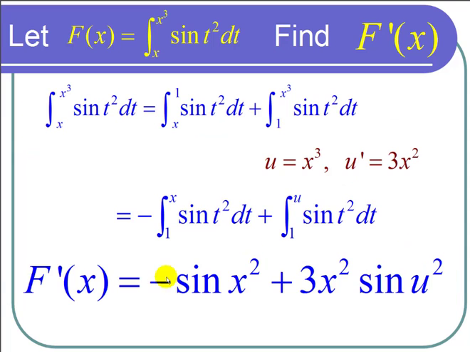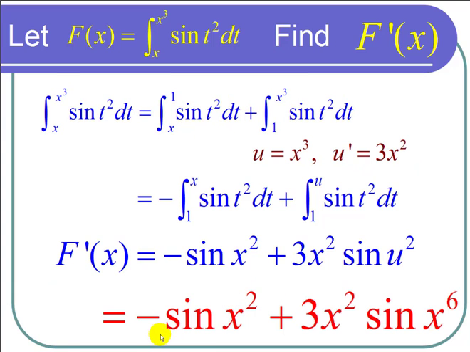And I get that the derivative of f is equal to negative the sine of x squared plus 3x squared, that's u prime, times sine of u squared. So my final step is just to resubstitute the u. u was x cubed, and x cubed squared is x to the 6th. So my final answer is that the derivative is negative the sine of x squared plus 3x squared sine of x to the 6th power. And I'm done with the problem.